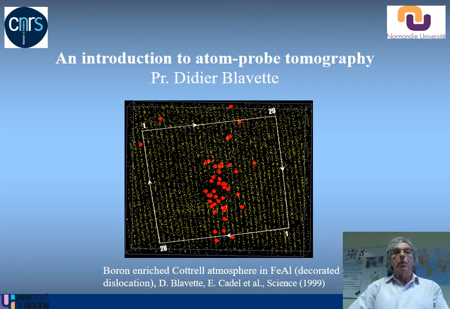And in order to support this, I have drawn here a Burgers circuit. Okay. And here, clearly, you've got 29 planes, while here you've got 28 atomic planes. So this means that you've got an extra half plane somewhere here. So you have a dislocation line here that is perpendicular to the image. So this clearly shows that boron segregates along this dislocation line. This is a Cottrell atmosphere. And this was published in Science in 1999.